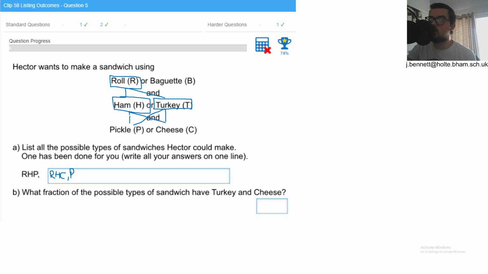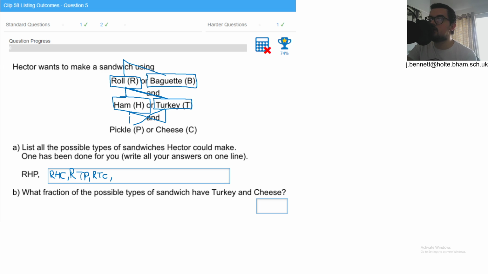So we have roll turkey pickle, or roll turkey cheese. Now we've done all the roll hams and all the roll turkeys. Because when we were finished with the pickle and cheese, we went back up to ham, we went up to roll, and then we went here. Now we do the same thing, but here we go up. We go here, we go to the baguettes.